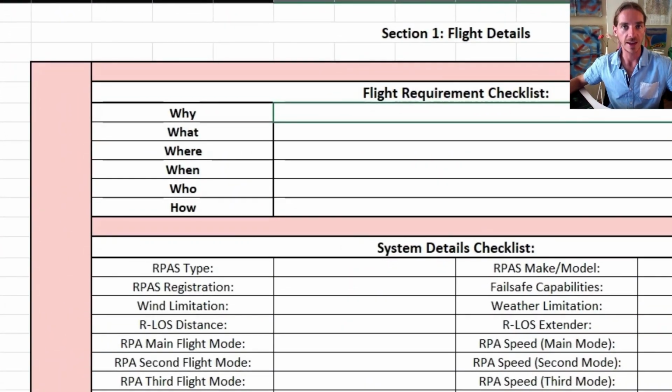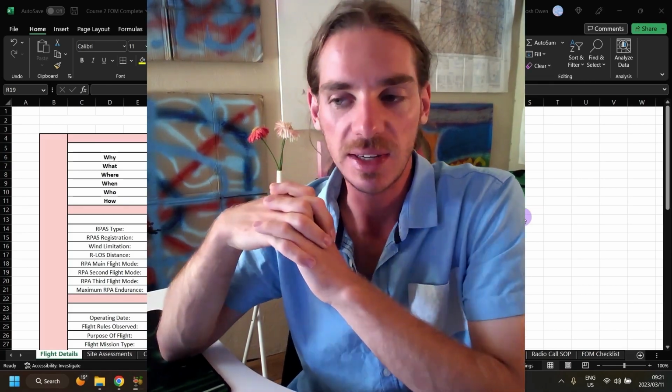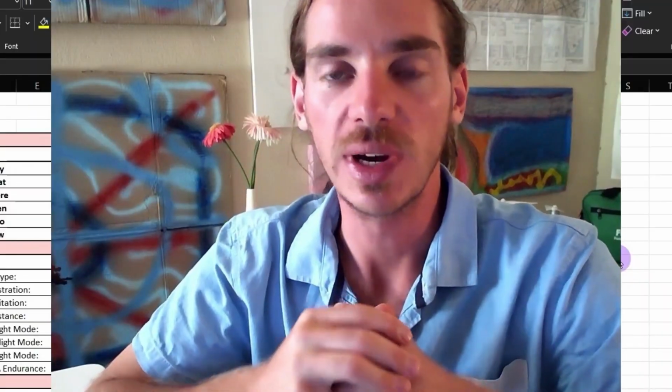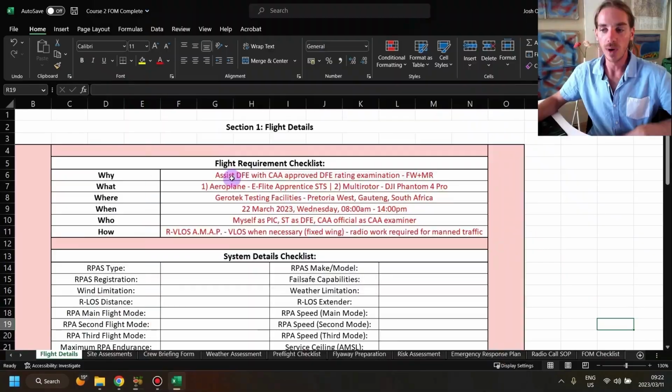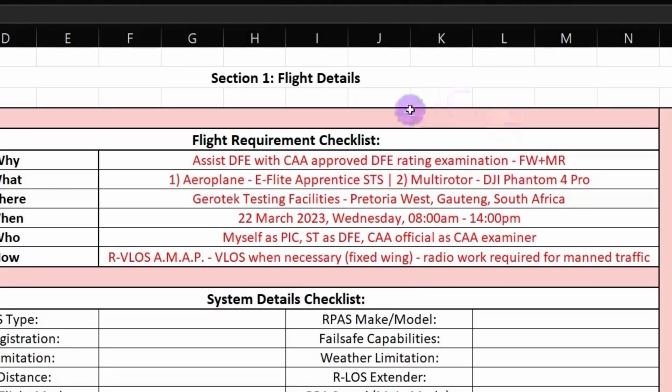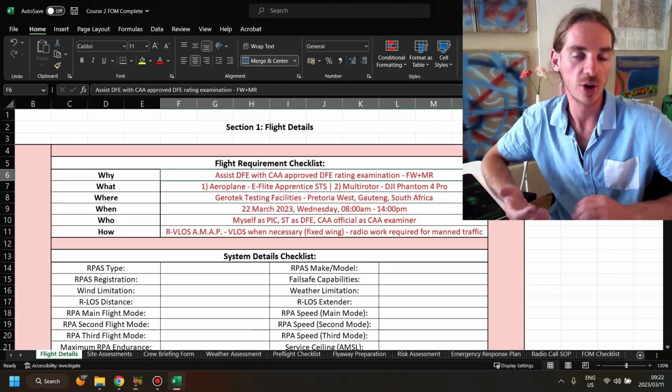Question 1. Why are we flying on this day? Why are we flying this mission? What is our purpose? The way I've done this first section is I've gone ahead and filled this in myself so we can then go through it together instead of me typing and talking at the same time. Why am I flying? Well, I'm here to assist the DFE with the CAA approved rating examination. Literally, this will just be your answer to what is the purpose of the mission.